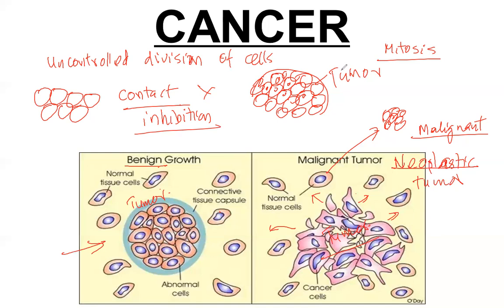And one more term. What do you call the drifting away of the cells? It's called metastasis. What is metastasis? When the cells drift away from the tumor, this is called metastasis.